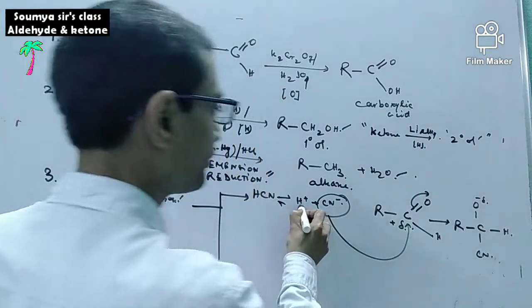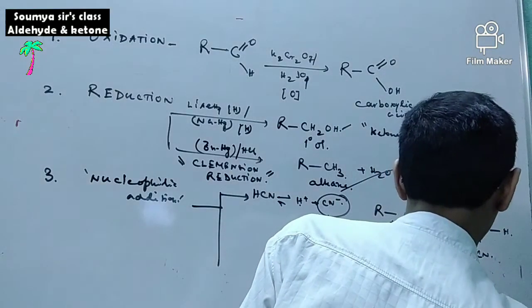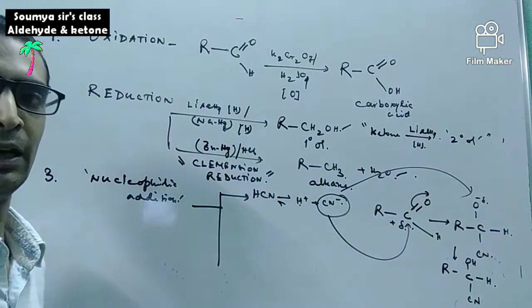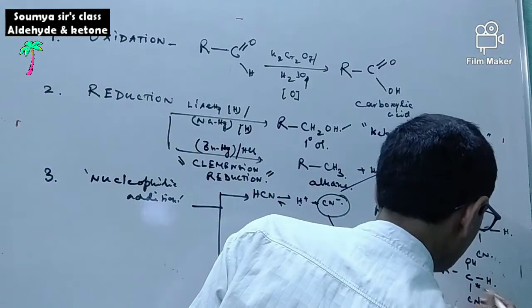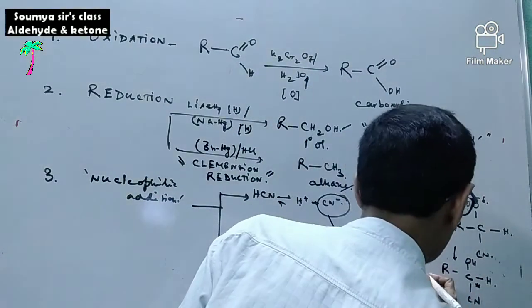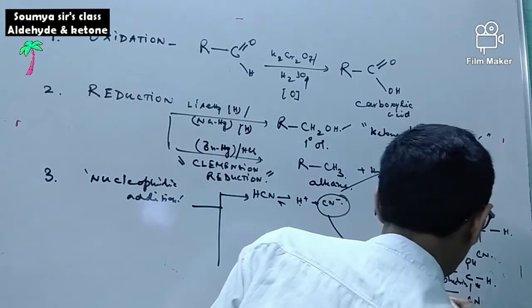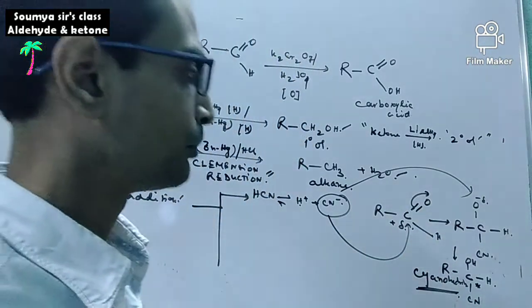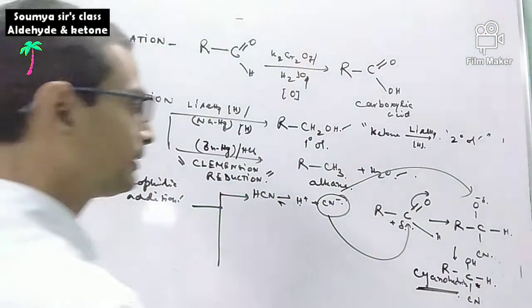Later on, the H plus comes to this O minus and subsequently forms R, C, OH, CN and H. Here it is the chiral center, which means it is an asymmetric carbon, and it is commonly called cyanohydrin. So this is cyanohydrin with HCN. Ketone also gives cyanohydrin, but in the case of ketone, it cannot form the chiral center. So number 1 is cyanohydrin.